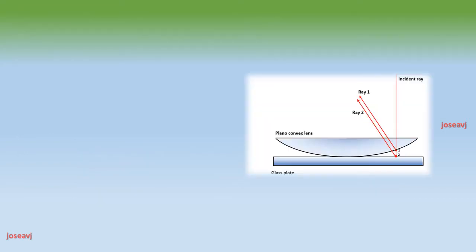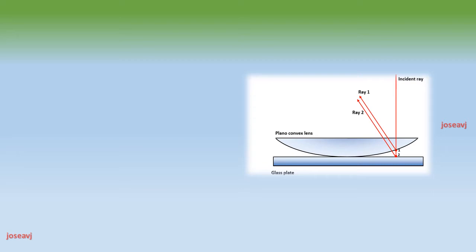Interference depends on path difference. Now we are going to calculate the path difference of ray 1 and 2, that is, a ray that is reflected from the bottom surface of the lens and a ray that is reflected from the top surface of the glass plate. Now let the thickness of the air film at this point be t.